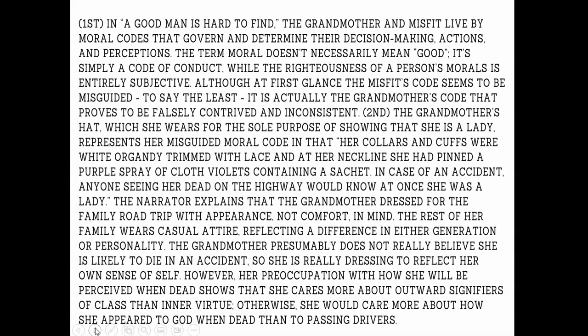In A Good Man is Hard to Find, the grandmother and misfit live by moral codes that govern and determine their decision-making, actions, and perceptions. The term moral doesn't necessarily mean good. It's simply a code of conduct, while the righteousness of a person's morals is entirely subjective. Although at first glance the misfit's code seems to be misguided, to say the least, it is actually the grandmother's code that proves to be falsely contrived and inconsistent.